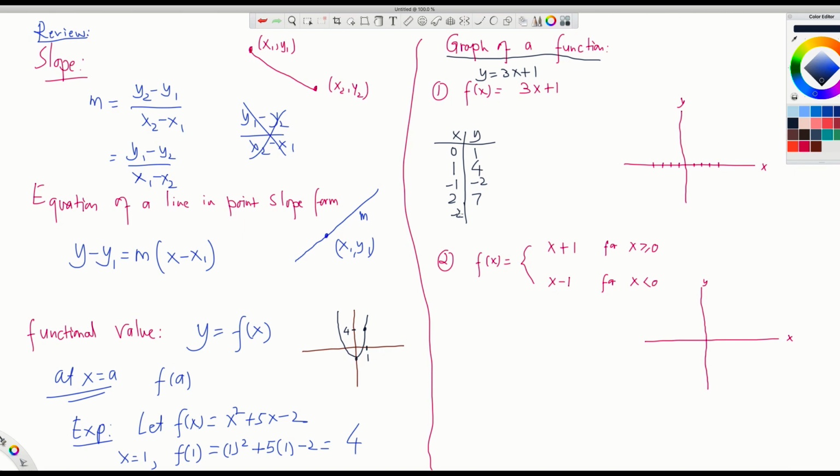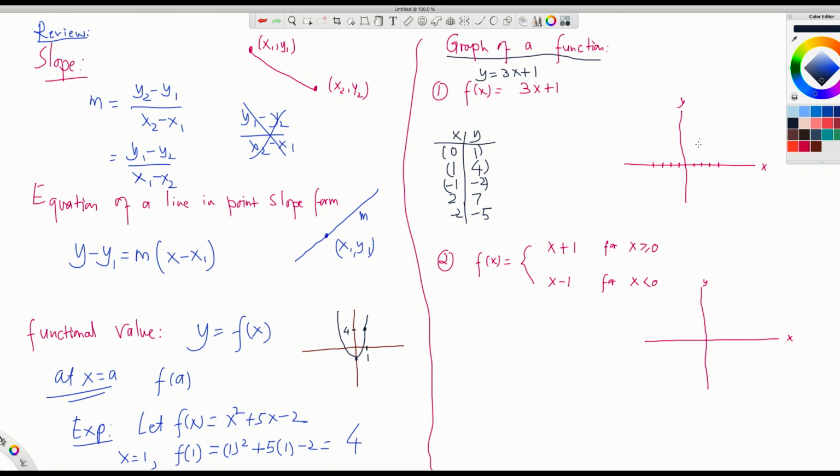So when you pick the x values, if there is a restriction, you pick only from that region. But if there is no restriction for x, you can pick some positive values, some negative values. Okay, if you put -2 for x, 3 times -2 is -6 plus 1 is -5. So these are the points. Now what you do, you plot those points: (0, 1), (1, 4), (-1, -2), and so on.